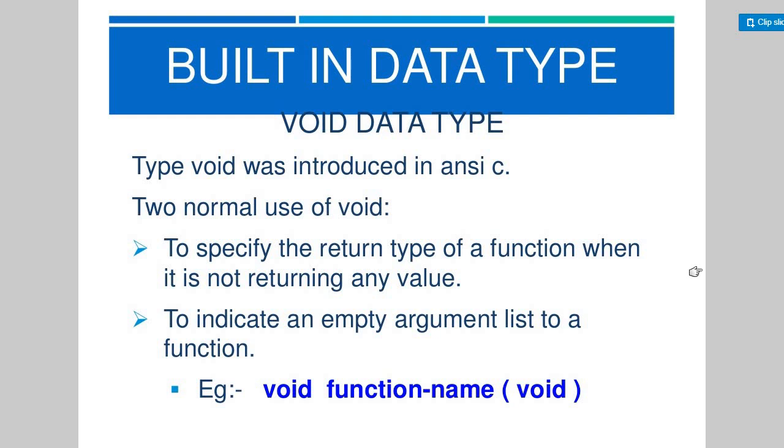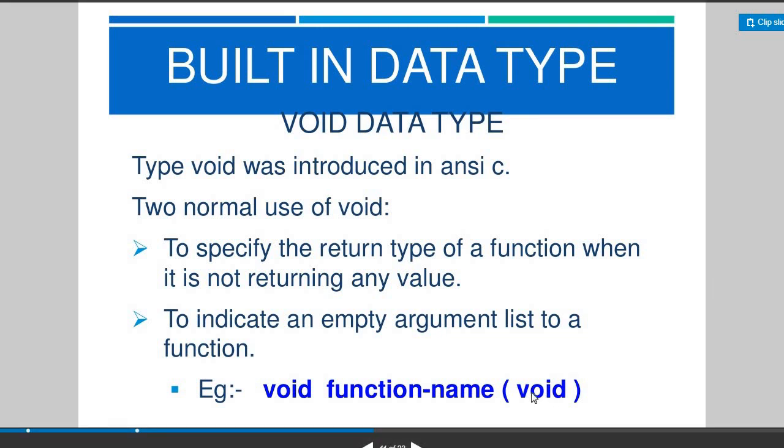Now among built-in data types, if we see the void data type, void means empty. This type void was introduced in C, actually ANSI C. The normal use of void is to specify the return type of a function when it is not returning any value, then it is void. It is also used to indicate an empty argument list to the function, for example void function name void. If no parameter is passed, then it is void. If a function does not return anything, then we use void.